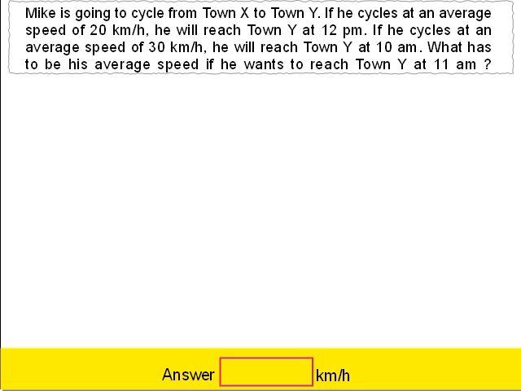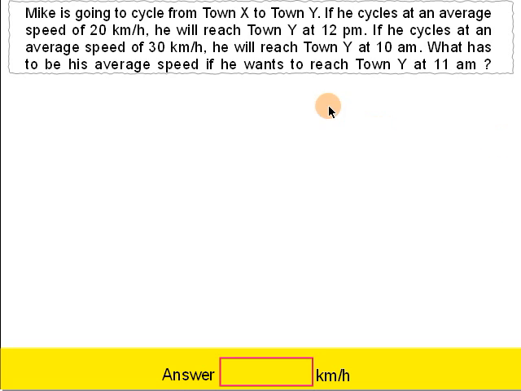But the question says that Mark is going to cycle from town X to town Y. If he cycles at an average speed of 20 km per hour, he will reach town Y at 12 p.m. If he cycles at an average speed of 30 km per hour, he will reach town Y at 10 a.m. What has to be his average speed if he wants to reach town Y at 11 a.m.?